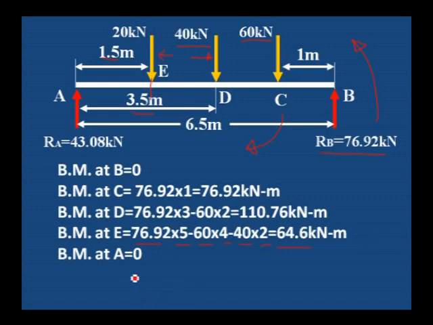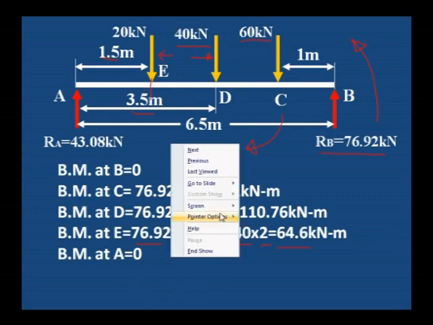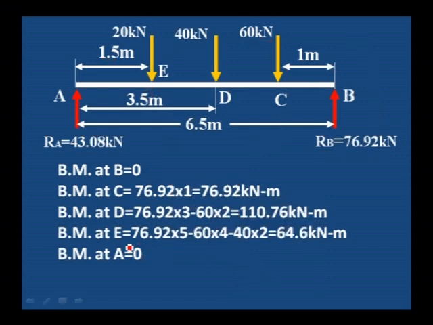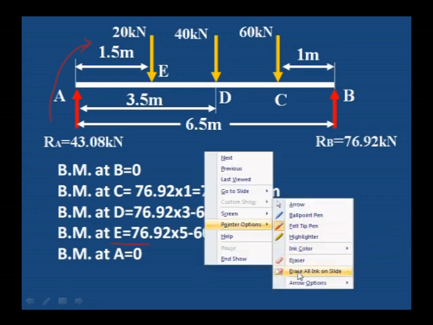Bending moment at A is equal to 0. Or we can calculate the bending moment at E by calculating RA into distance. RA is 43.08 into 1.5, and you will get 64.6 itself. RA into 1.5, that is the left side. If you take from the right side we have to consider three forces, on the left side only one force. We will get the same value, 64.6 kilonewton meter. These are the bending moment values.